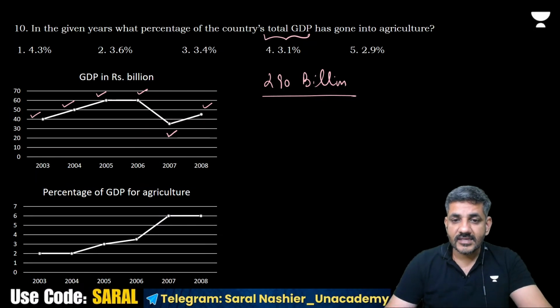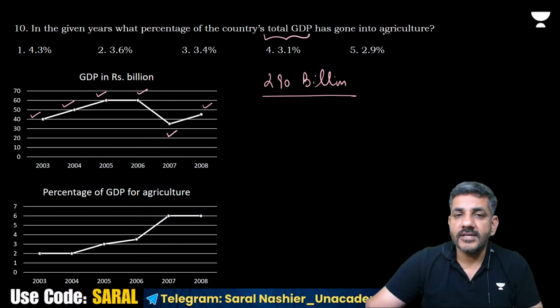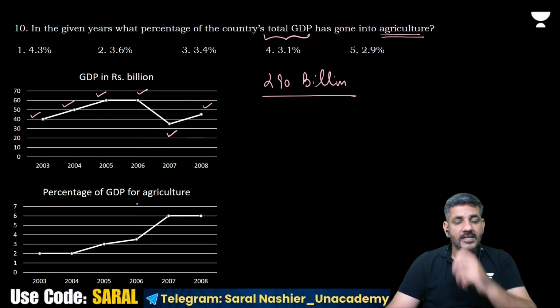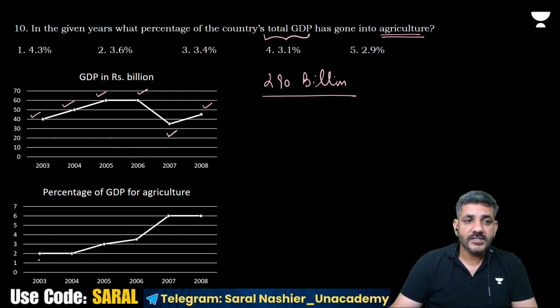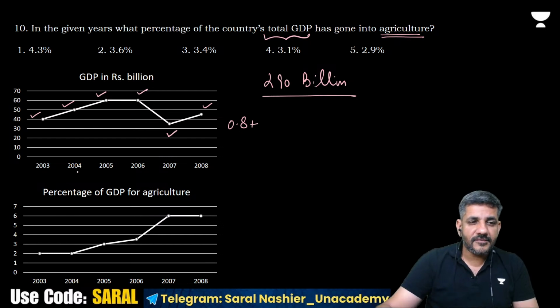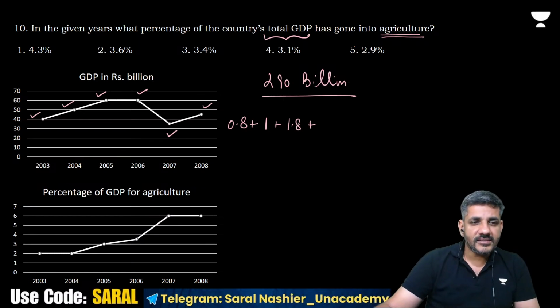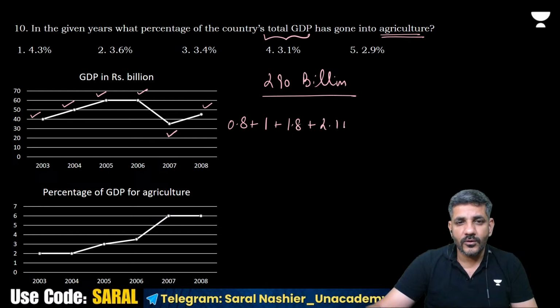Okay, Sahil Patel has answered as A and Mayuri has answered as option 2. Let's see what is the right answer. How much of it has gone into agriculture? So how much was agriculture? We calculated this. First year it is 2% of 40, which is 0.8. Second year it is 2% of 50, which is 1. Third year it is 3% of 60, which is 1.8. Next year it is 3.5% of 60, which is 2.1. Next year it is 6% of 35, which is again 2.1. And last year it is 6% of this 45, which is 2.7.